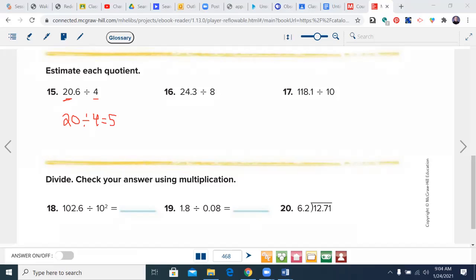Go ahead and do number 16, and then we'll talk about 17 together as well. So go ahead, pause the video, and do number 16. Welcome back. Let's see what we had. We have an 8 and we have a 24. 8 goes into 24. So let's keep those. And that's a 3.